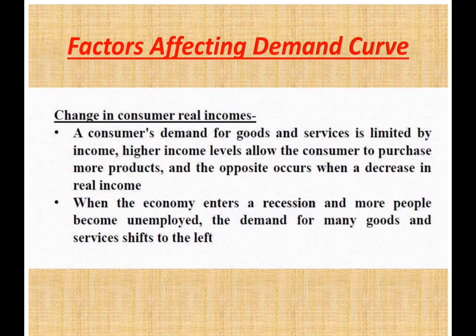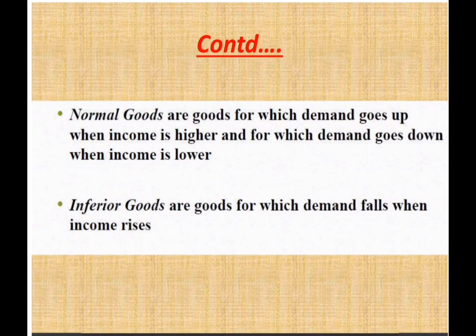Factors affecting demand curve. Change in consumer real incomes. A consumer's demand for goods and services is limited by income. A higher income level allows the consumer to purchase more products, and the opposite occurs with a decrease in real income. When the economy enters a recession and more people become unemployed, the demand for many goods and services shifts to the left. Normal goods are goods for which demand goes up when income is higher and for which demand goes down when income is lower. Inferior goods are goods for which demand falls when income rises.